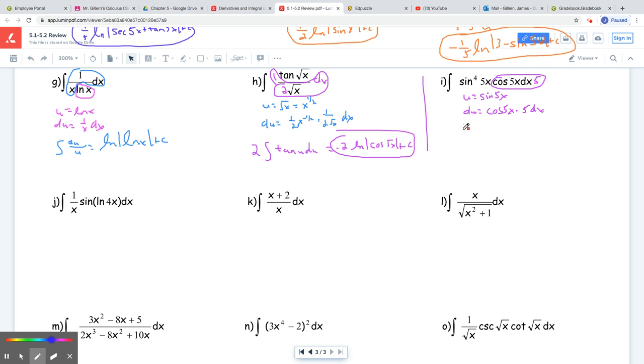All right, so I get 1/5 integral sine 5x, well, that's u to the 4th du. So this is like when we first started off, the beginning of doing integrals. This is u to the fifth over 5 plus c. So the answer is sine to the fifth power of 5x over 25 plus c.